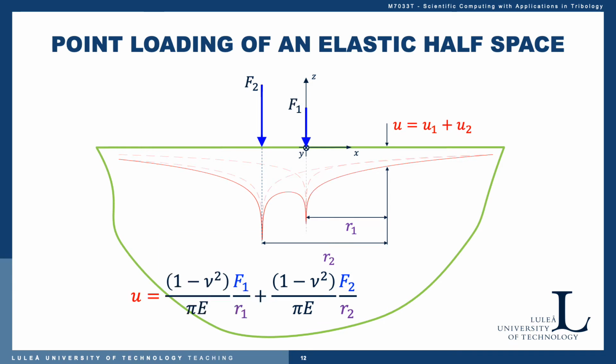So now if we add these up, we get the total deflection looking like this. So if we measure it at the same point as we measured U1 and U2 before, it will now look like this. And it's just the sum of those two terms. So that we can formulate it like this. We have this ratio involving the Poisson ratio and the Young's modulus, and then we have the sum over the F's over the R's.